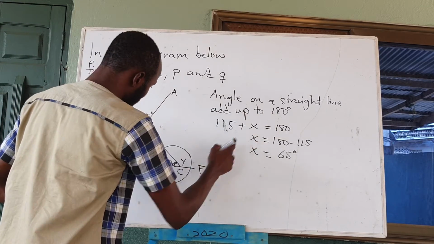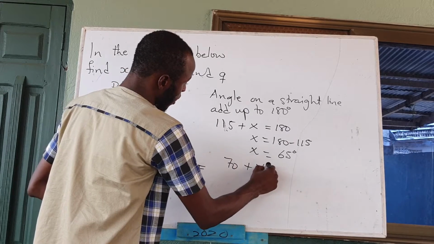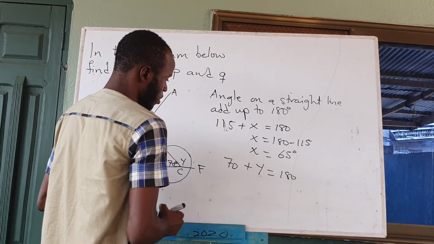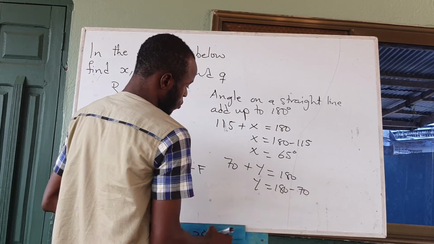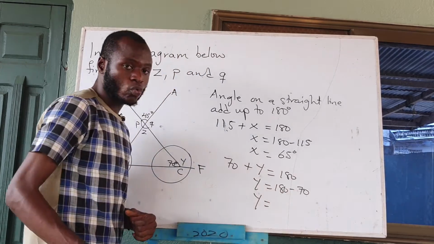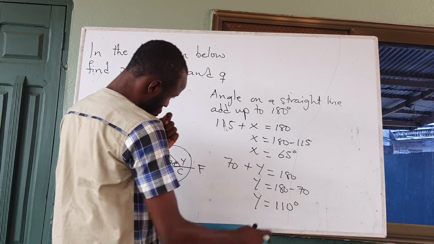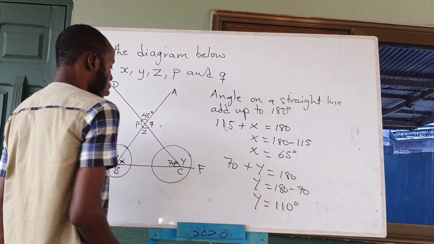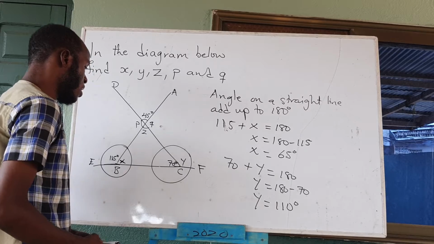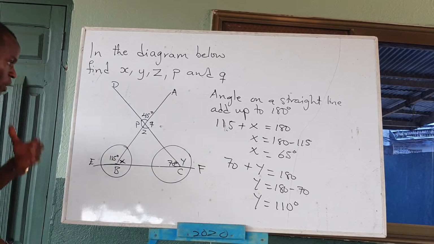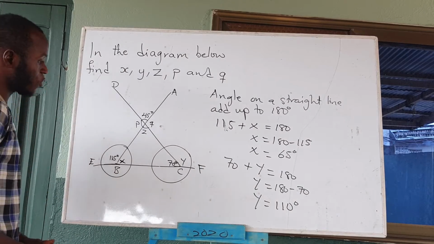With the same approach, when we come here, we have 70 plus y equal to 180 degrees. So y will be equal to 180 minus 70, which is 110 degrees. When you add 70 and 110, you should be getting 180 degrees, and that is the angle forming around C. This angle will also be forming around B. Now let's move on.